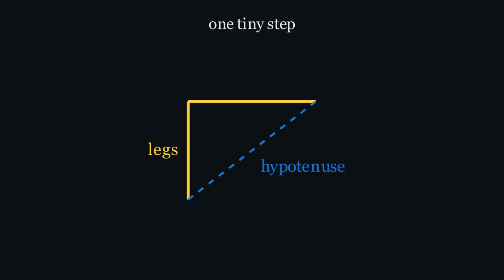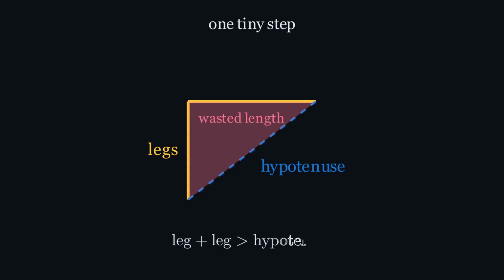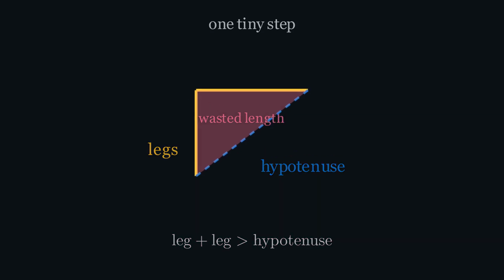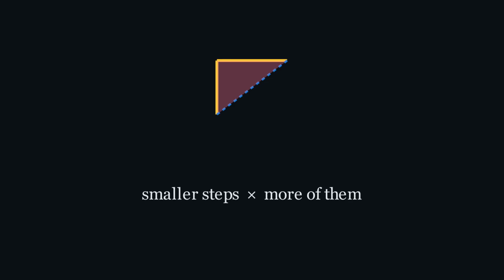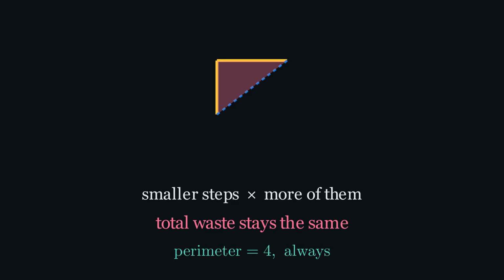And here's the number that matters. On each tiny step, you walk up and then across, but the circle would just cut diagonally. The staircase always walks the two legs of a little triangle, while the circle walks the hypotenuse, and the legs are always longer than the hypotenuse. Always. That extra length per step is small, but there are more and more steps, and it exactly balances out. The total wasted length stays constant. That's why it's stuck at 4. The waste never shrinks, it just spreads into more smaller wrinkles.